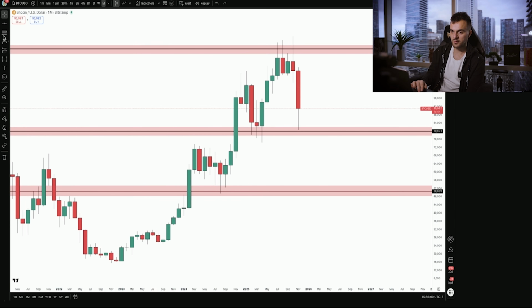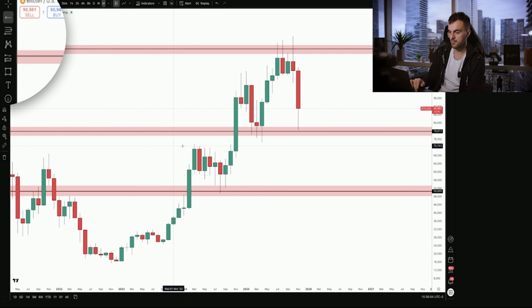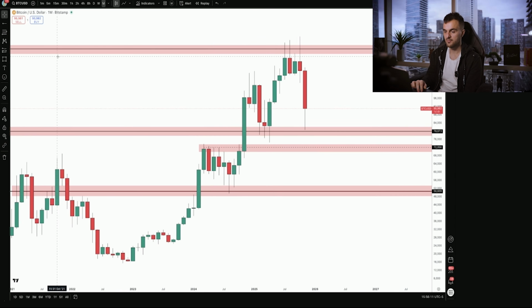If we look at here, we have a resistance that was formed here. Key price level. Another one right there.